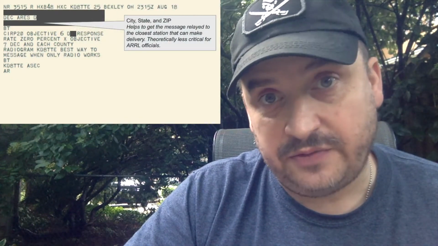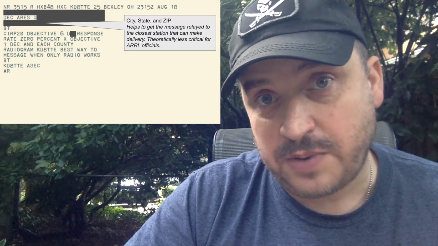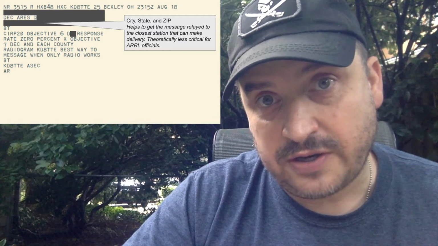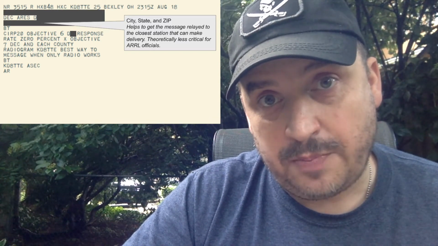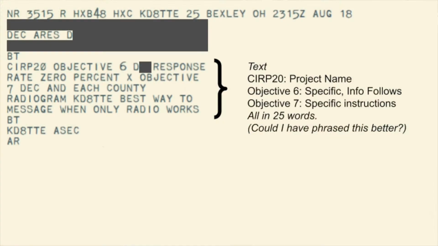And then, of course, we have city, state, and zip. This helps us to make sure that we can get the message by radio as close as possible to the intended target. And in the case of a radio operator, it should get us exactly to the right net that we need to have. Next up is the text. Let's take a look at that.